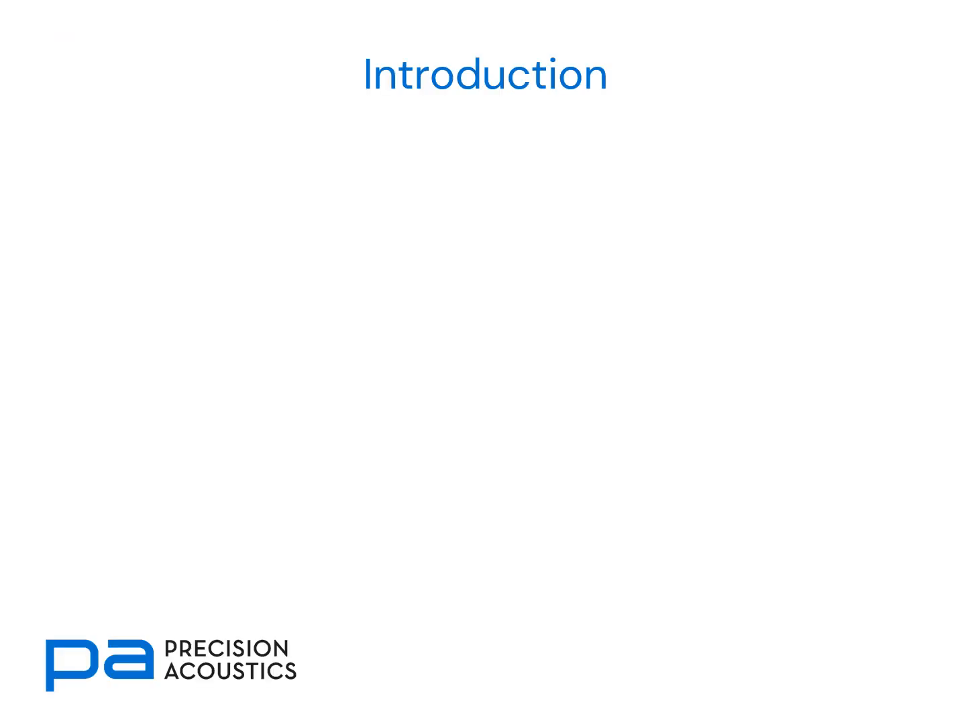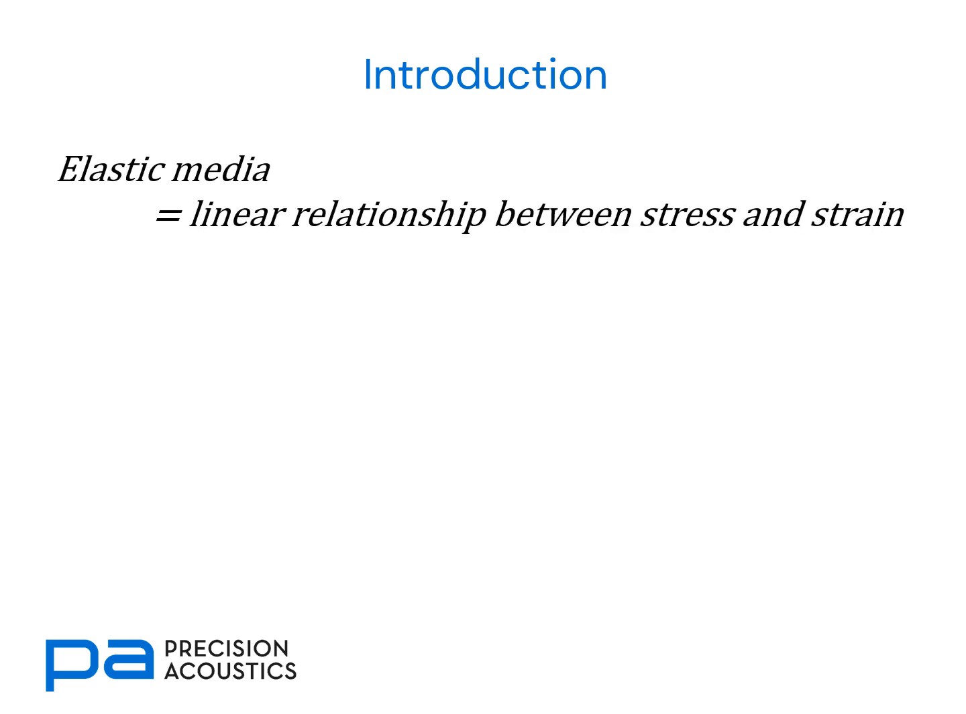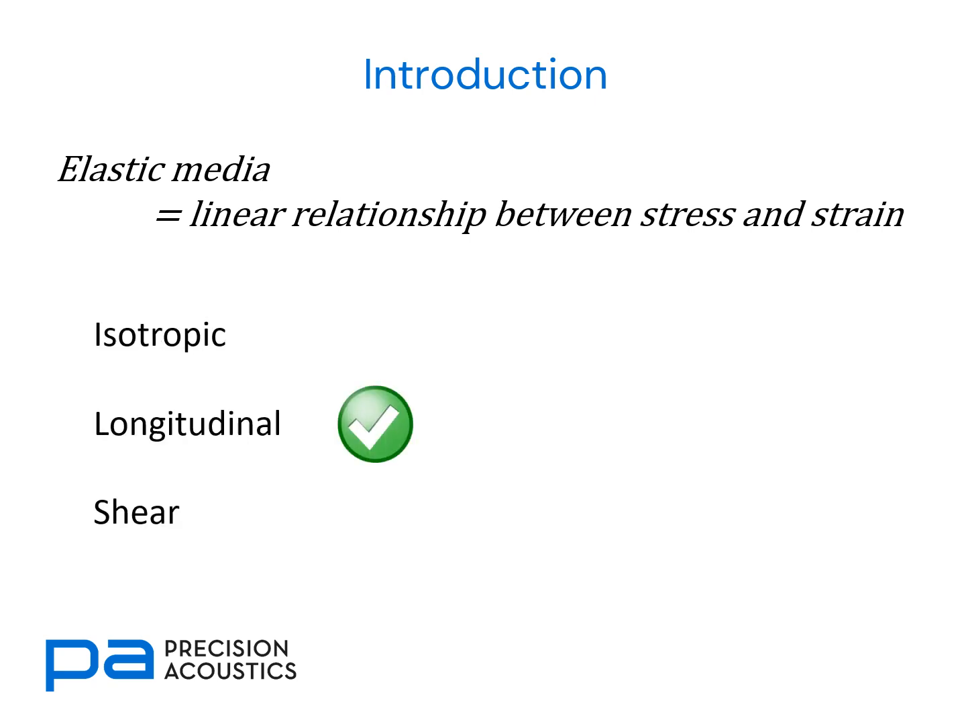We'll begin by defining what we mean by an elastic medium, and in this case, that's one where there is a linear relationship between stress and strain. Within this tutorial, we'll be discussing isotropic materials, which support longitudinal and shear waves. Loss and dispersion artifacts are associated with viscoelastic media, and these are covered in another tutorial.